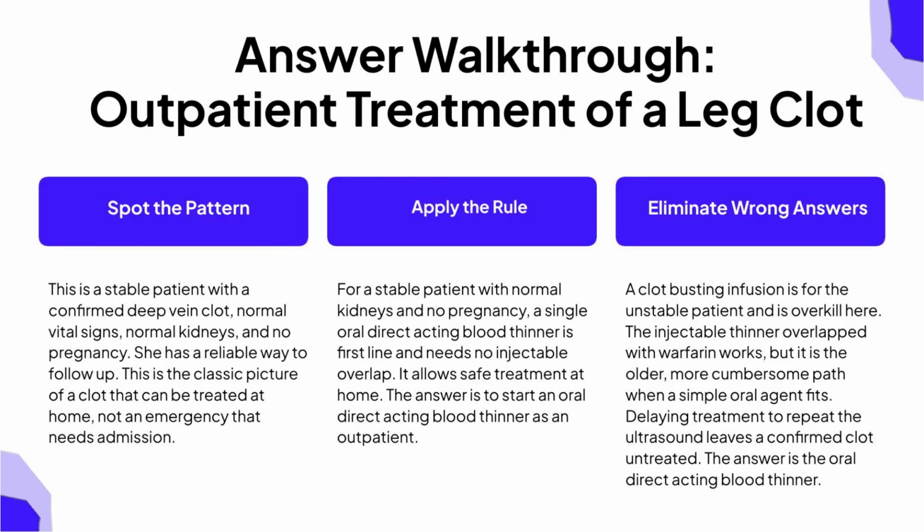Now, eliminate the wrong answers. The clot-busting infusion in choice A is reserved for the unstable, crashing patient, so it is overkill here. The injectable thinner overlapped with warfarin in choice C does work, but it is the older and more cumbersome pathway, and the stem deliberately told you her kidneys are fine and she is not pregnant, which removes the usual reasons to choose it. Reassuring her and just repeating the ultrasound in choice D leaves a confirmed clot untreated, which is dangerous. The correct answer is to start the oral direct-acting blood thinner as an outpatient. Notice how matching the agent to the patient pointed you straight to it.